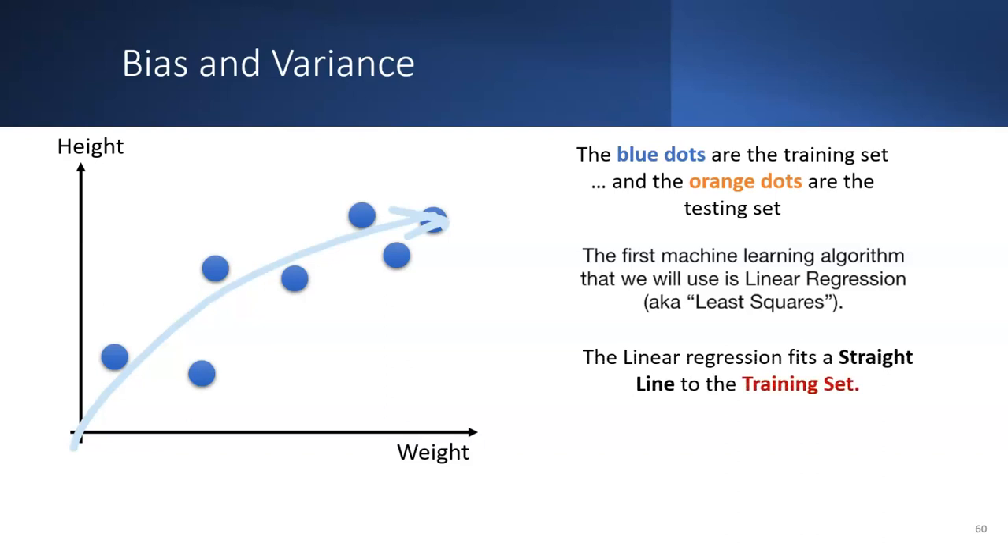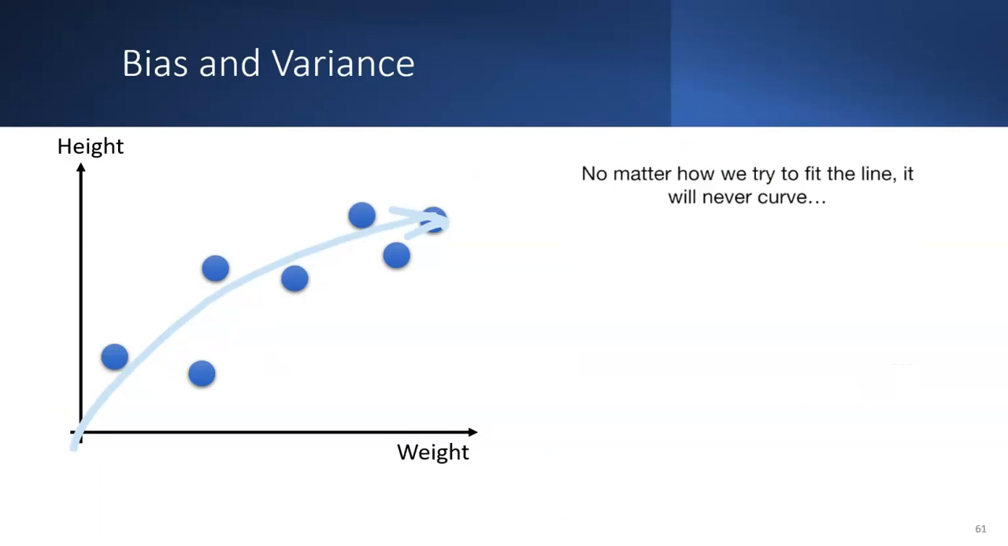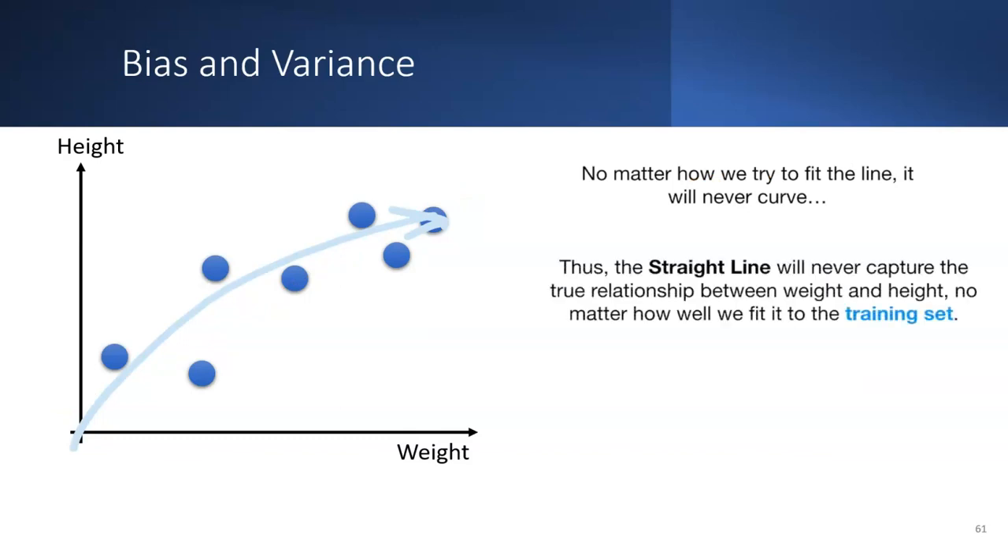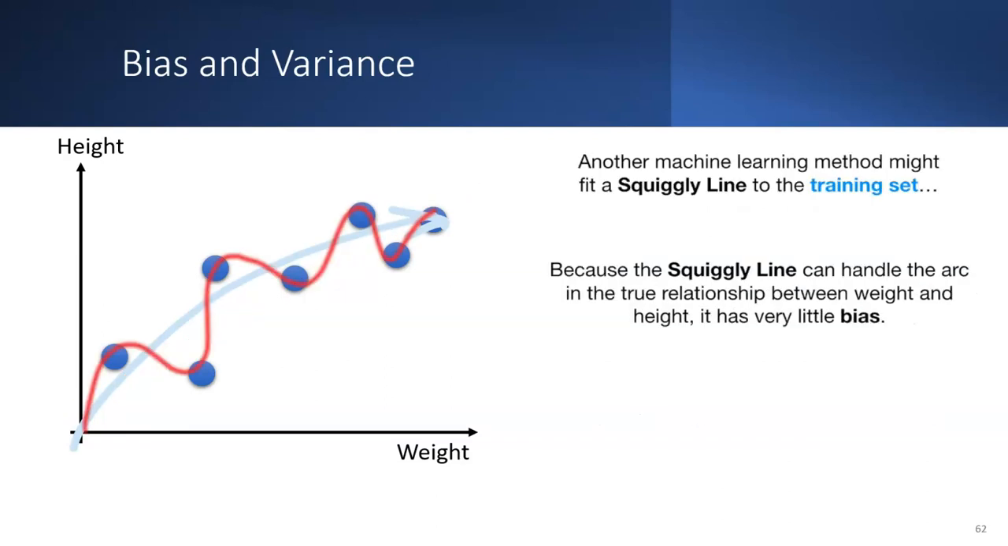The linear regression fits a straight line to the training set, and the straight line doesn't have the flexibility to accurately replicate the arc in the true relationship. I mean, it doesn't touch every point. No matter how we try to fit the line, it will never curve, so we cannot trust the linear one and we go for the non-linear. The straight line will never capture the true relationship between weight and height. No matter how we fit it to the training set, because a straight line cannot curve like the true relationship, it has a relatively large amount of bias. This is the bias we talked about in the previous slides.